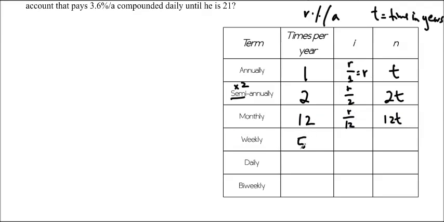Weekly, there are 52 weeks in the year. If you didn't know that, now you do, and it's important that you know. So R over 52, and 52 times t.